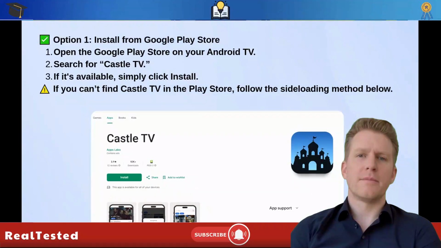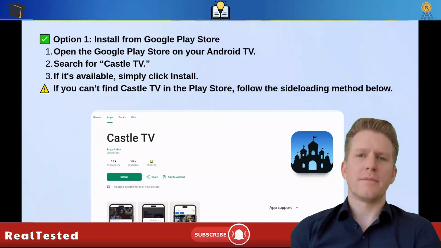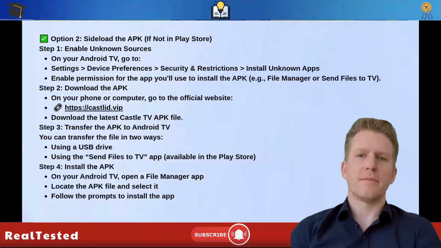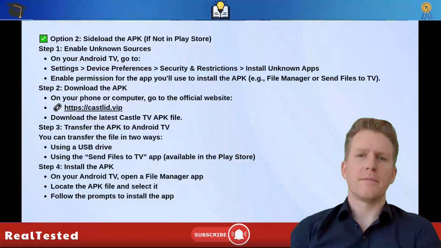If you want to get Castle TV on your Android TV, follow this easy guide to set it up. Start by checking the Google Play Store on your device. Simply launch the store, search for Castle TV, and if the app appears, click Install. This is the most straightforward method. However, if the app isn't listed due to your location or device type, you must manually sideload the APK.